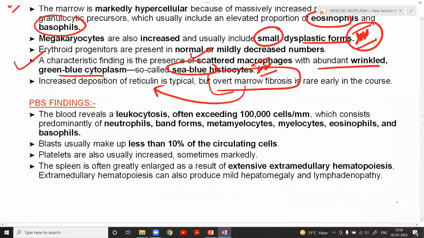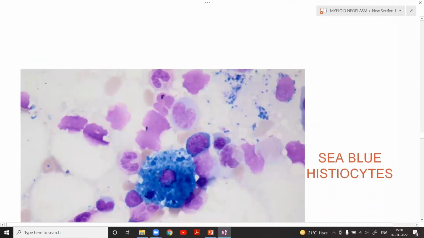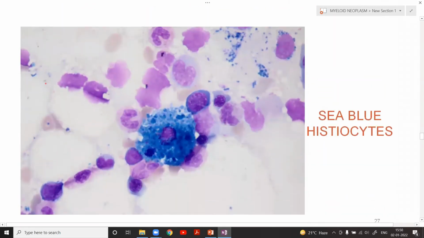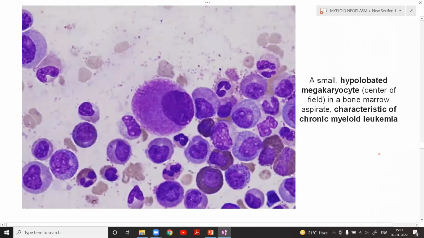Now, the second thing that we see over here is the peripheral blood finding. So what do we see in case of PBS? Before I go over there, tell me, what is this? This is the characteristic sea blue histiocyte, which is a characteristic feature found in CML. Okay, now what is this? This is a megakaryocyte, but what is the classical feature of this megakaryocyte?